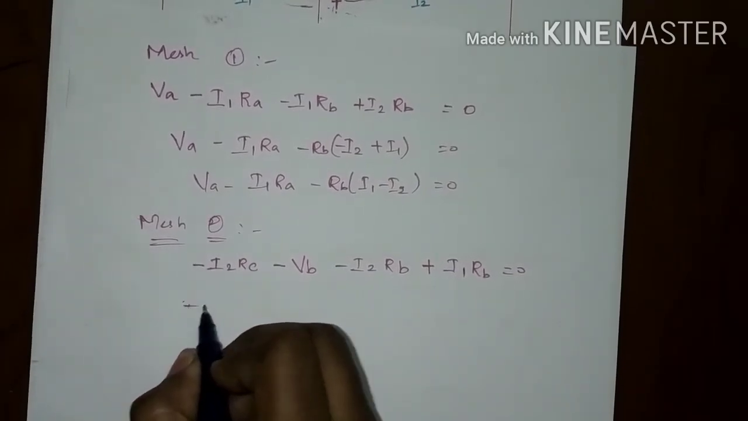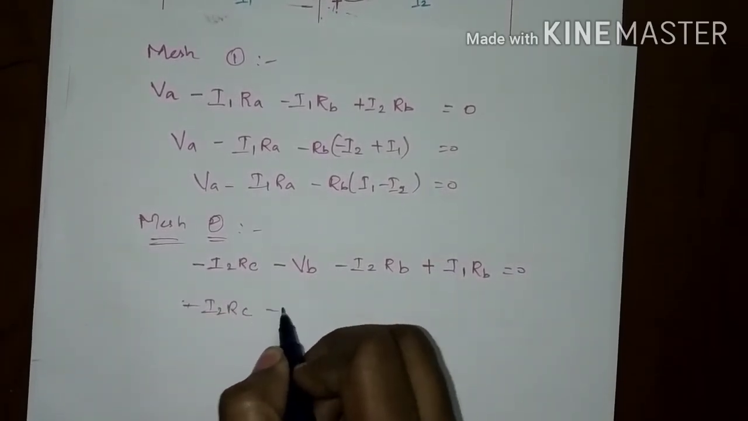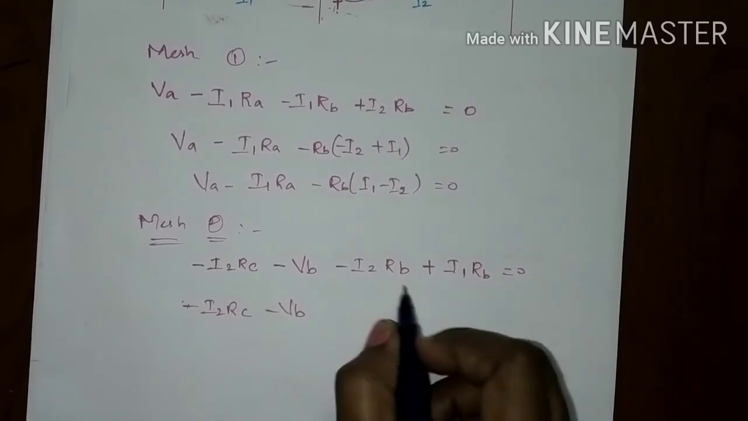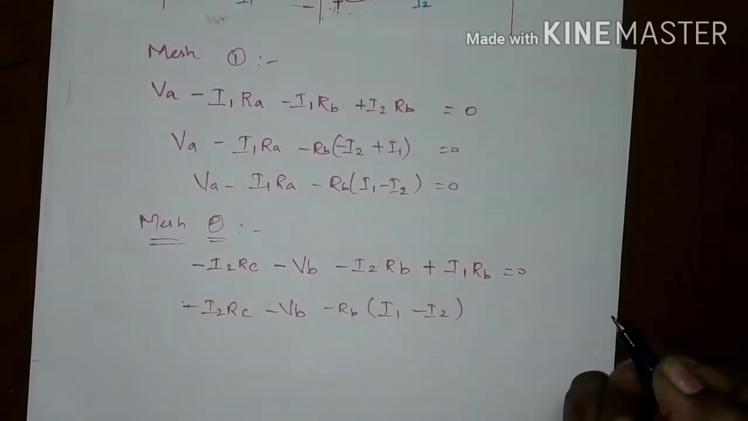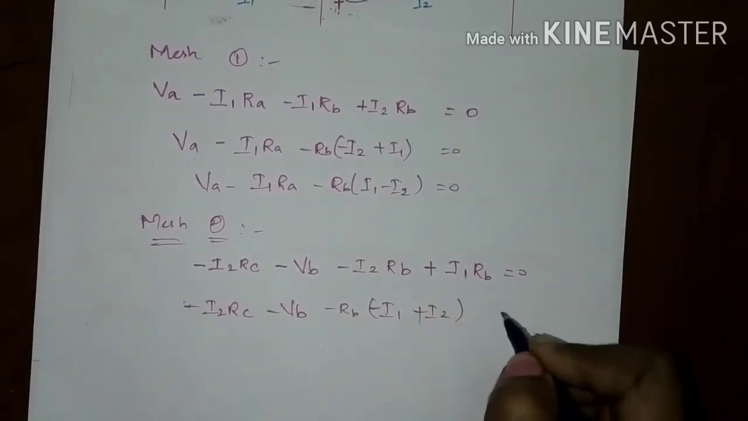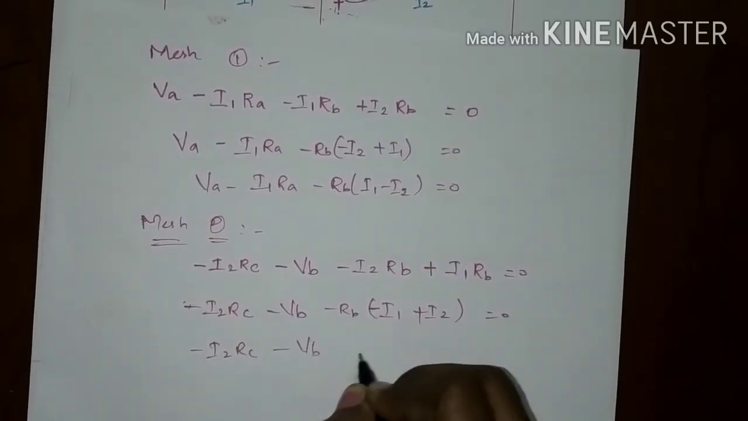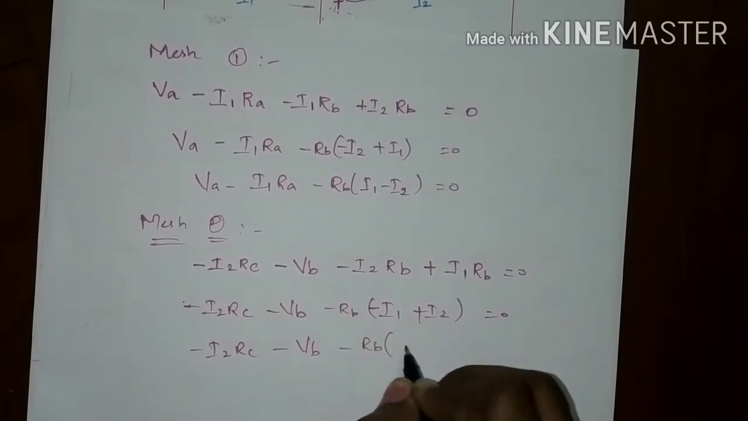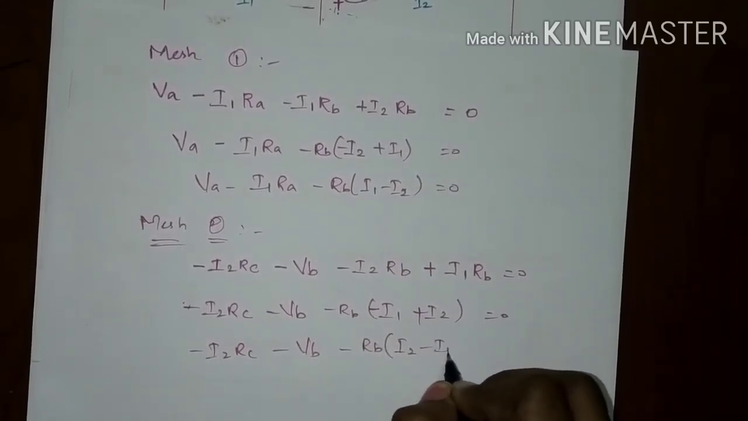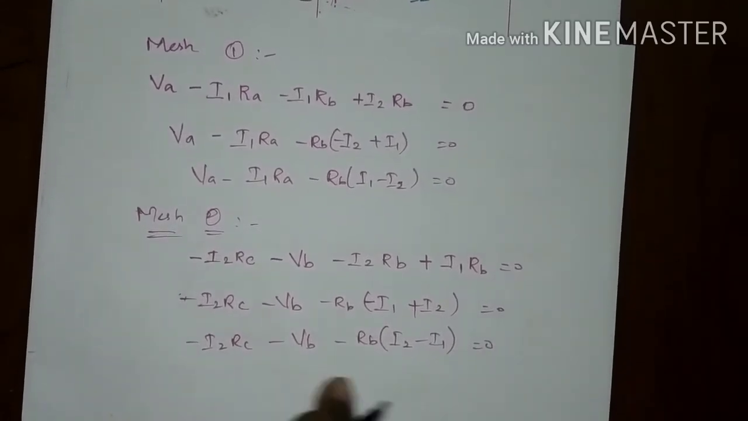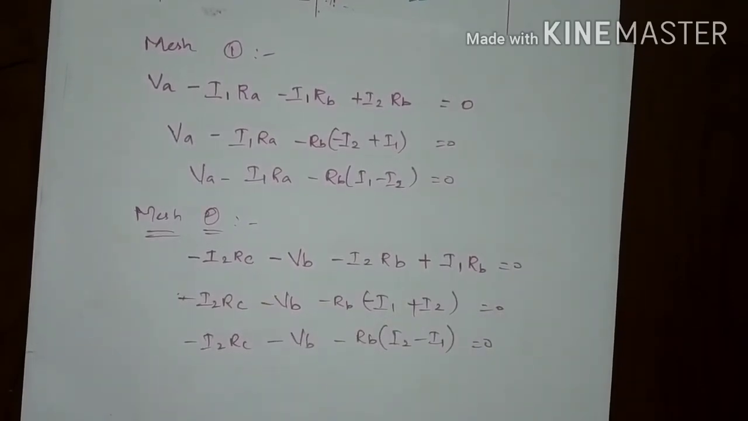Now minus I2 RC minus VB. If you take minus RB as common, minus I1 plus I2 is equal to 0, that is minus I2 RC minus VB minus RB of I2 minus I1 is equal to 0. This is the mesh equation for the second mesh.